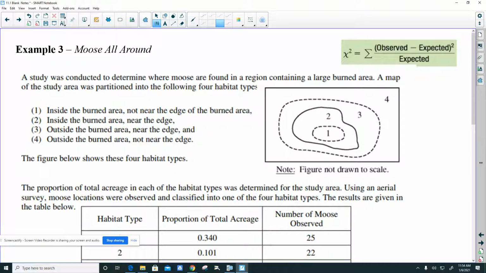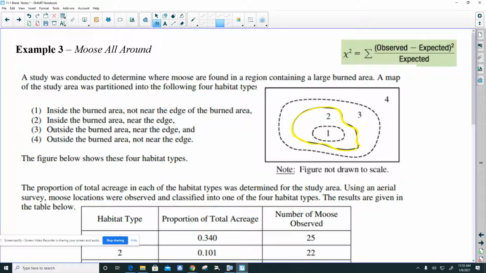It says a study was conducted to determine where moose are found in a region containing a large burned area. A map of the study area was partitioned into the following 4 habitat types. Just to make sure this is clear what this map is showing us, I'm going to run the marker around where the burned area is. That section that I ran the marker around is this large burned area of land.